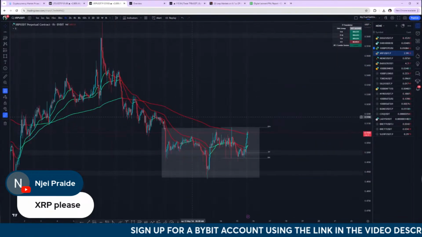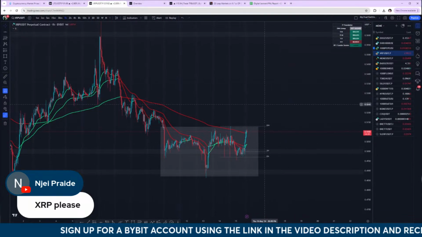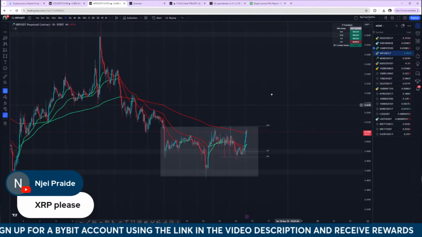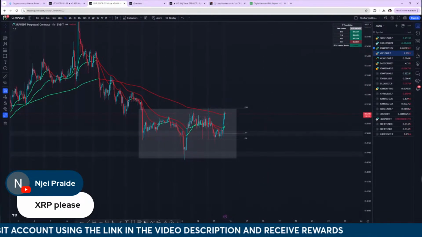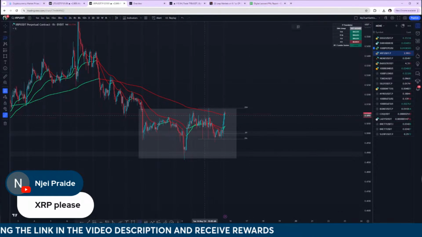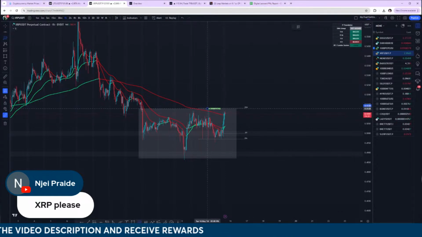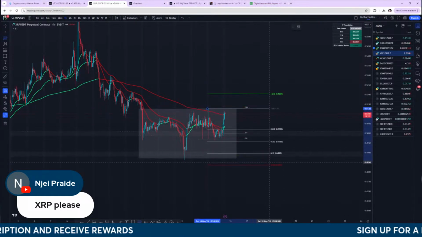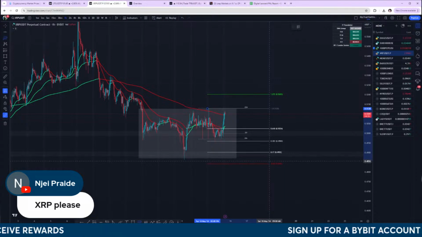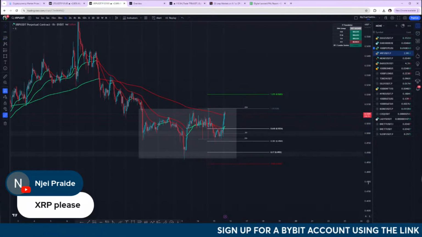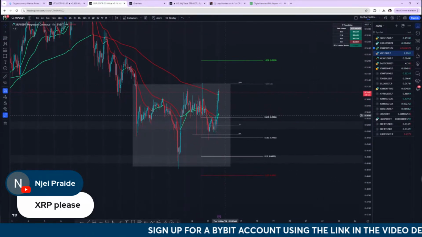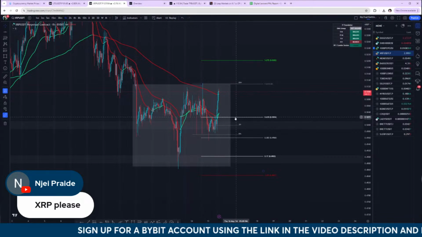But if you want to FOMO into this trade, if you don't want to wait for all of this to play out, it's very simple. Let me use this custom tool and see. Let's take from here, and then we'll put our stop loss just slightly below that area. Basically what you want to do is set your limit order around this area.